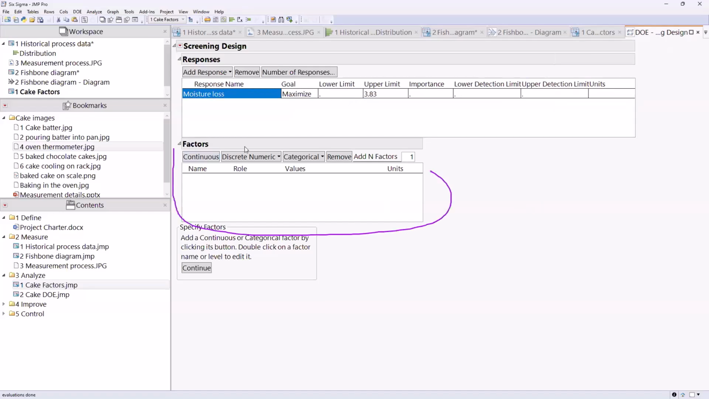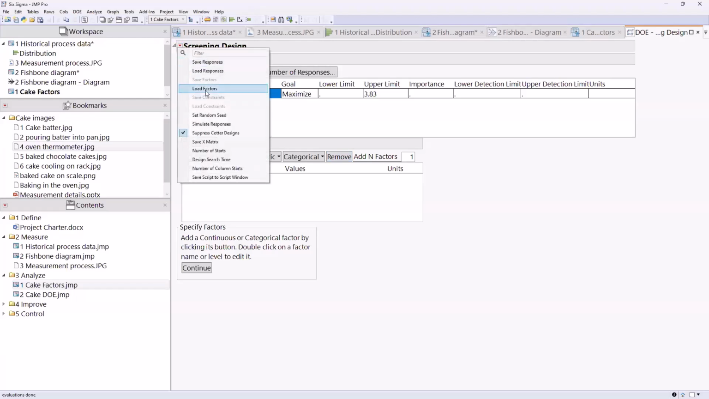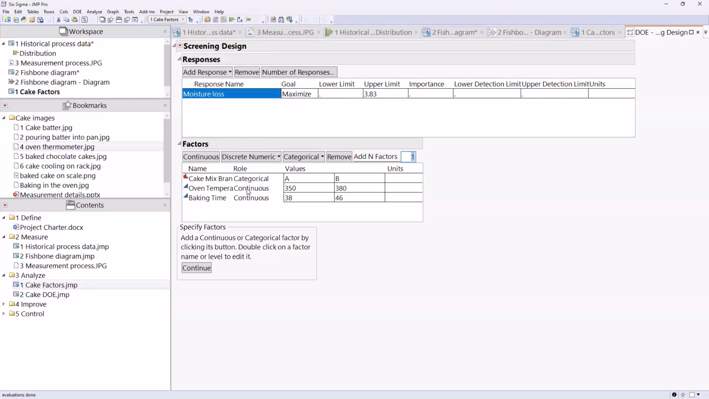And here I can add factors. For example, the temperature is a continuous factor, and I can type in the name and the levels. I'm not going to do that. I'm going to remove it, and I'm just going to go ahead and load in the factors from the factor table that we just saw. So here are the factors and the levels. And now we're going to go ahead and click continue.